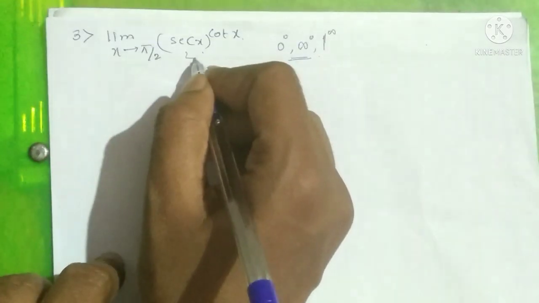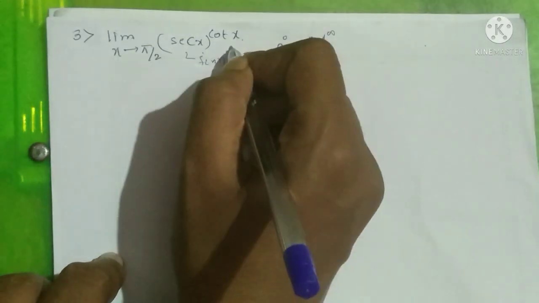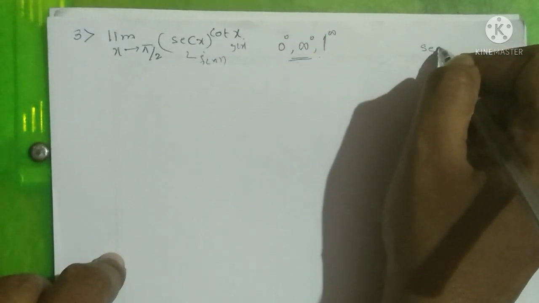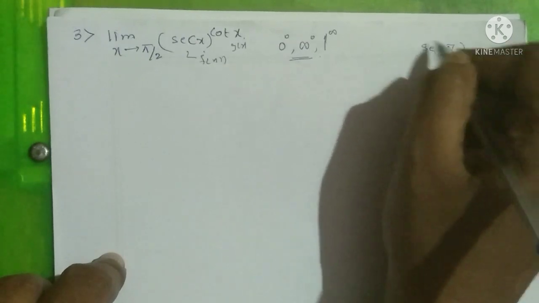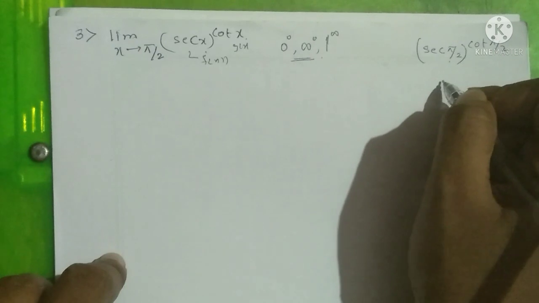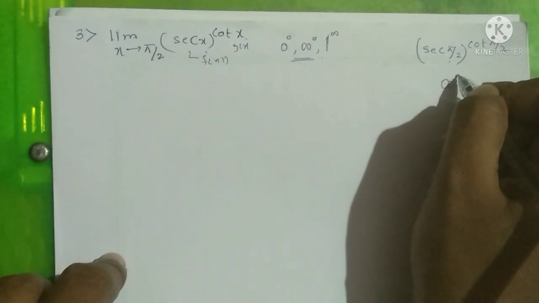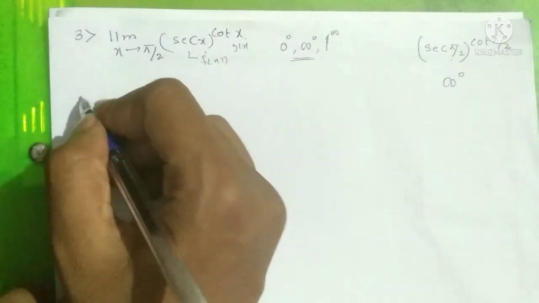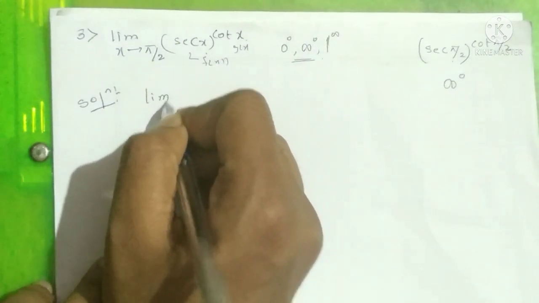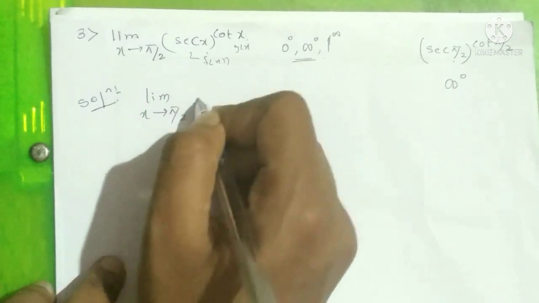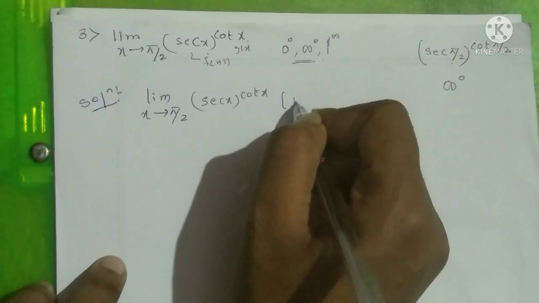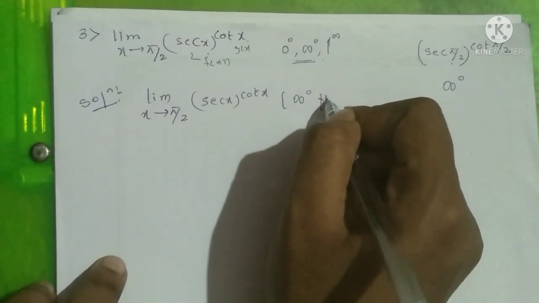Here secant x is f of x and cot x is g of x. So the secant x value is pi by 2, whole to the power of cot pi by 2. Secant pi by 2 is infinity, and cot pi by 2 value is 0. So the given function is in the form of infinity to the power of 0.